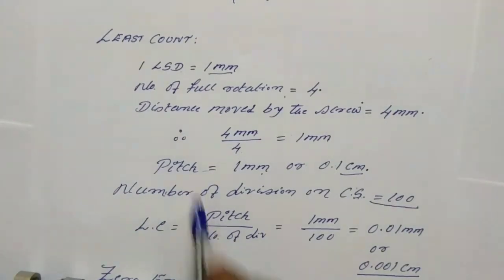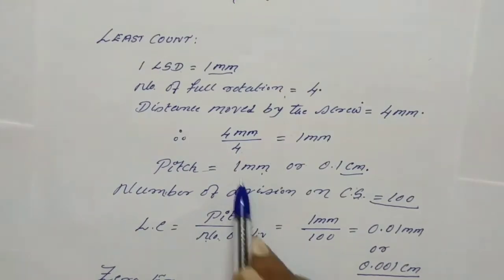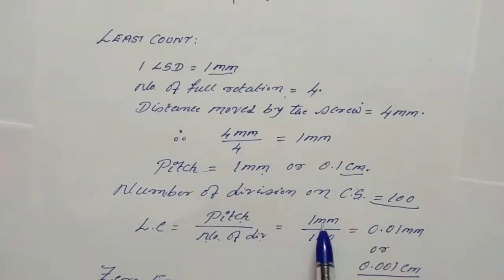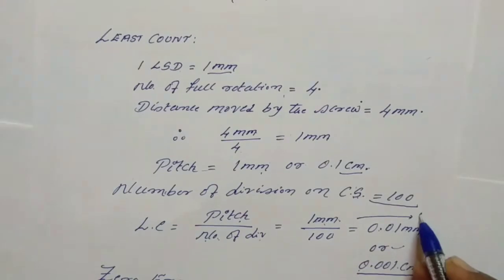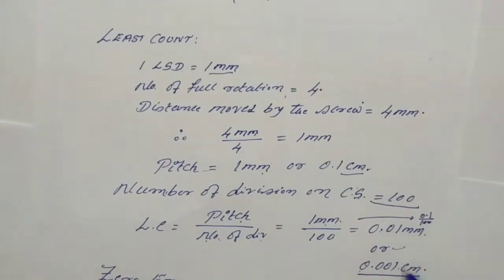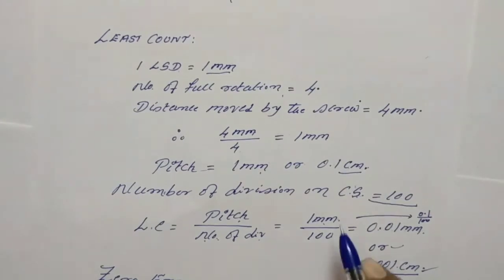Then the least count can be measured: pitch divided by the number of divisions. Pitch is equal to 0.1 centimeter or 1 millimeter. 1 millimeter divided by 100 is equal to 0.01 millimeter, or we can say 0.001 centimeter. 0.1 divided by 100, you will get 0.001 centimeter. Millimeter is converted to centimeter.